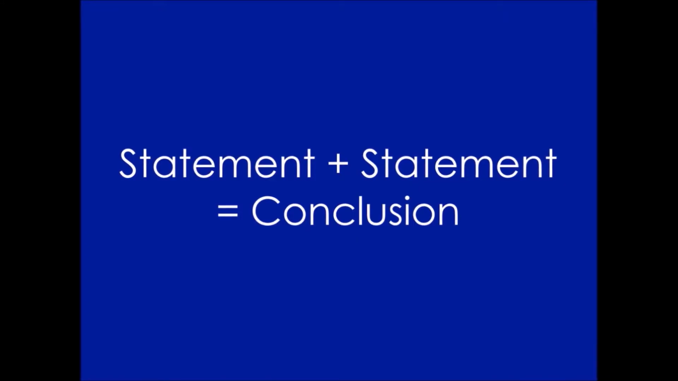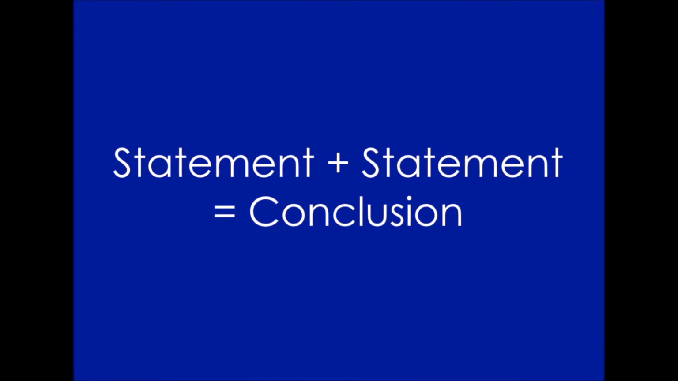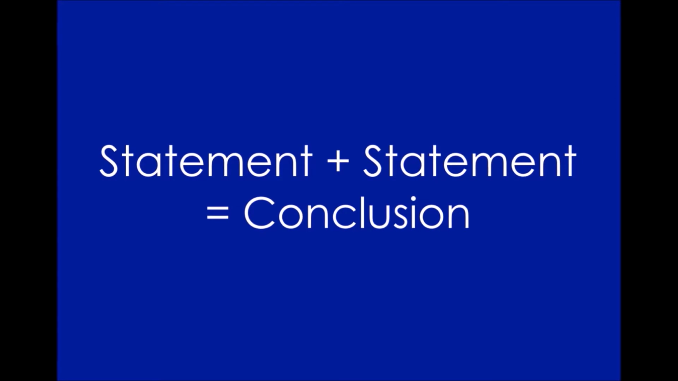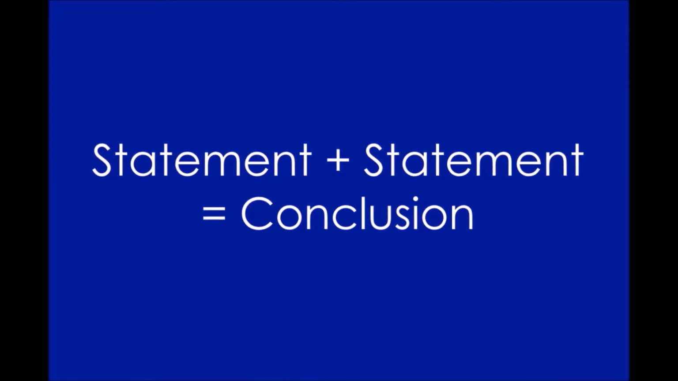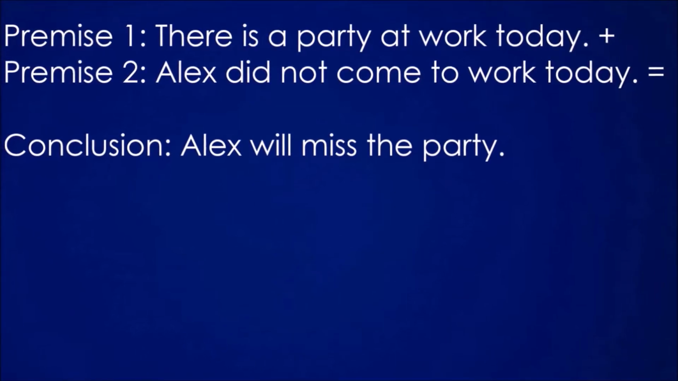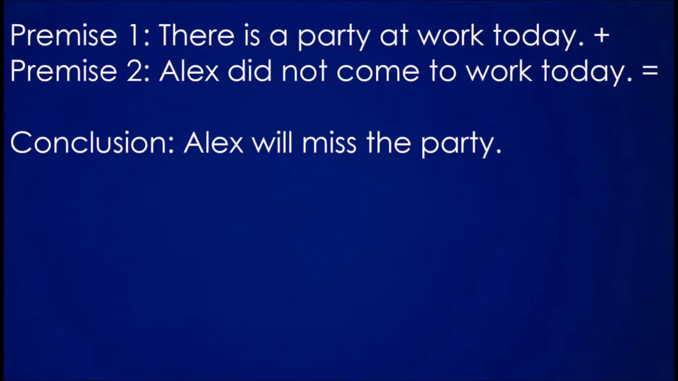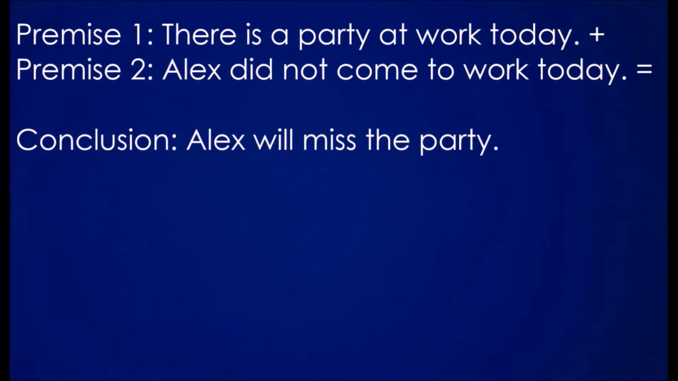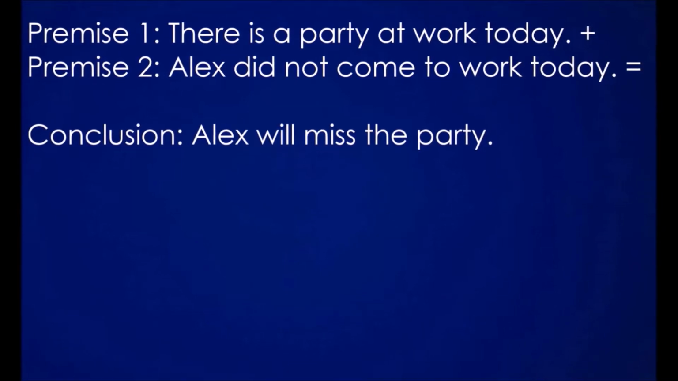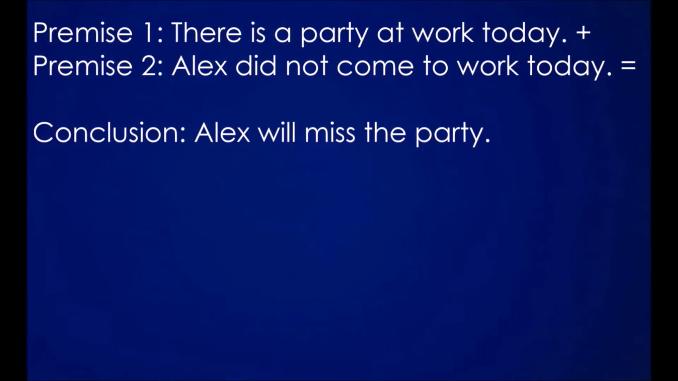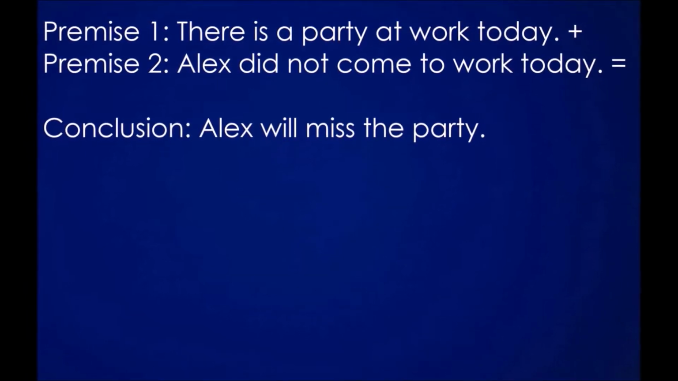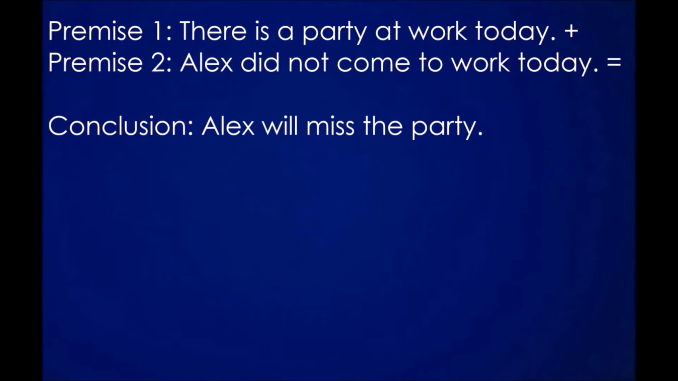So deductive reasoning is a kind of reasoning which starts out with a hypothesis or general statement and then uses this statement to reach a specific logical conclusion. A general statement can be, there is a party at work today, and consequently we can have a second statement, Alex didn't come to work today. From these two statements, which we can also call premises, we can correctly conclude that Alex will miss the party.